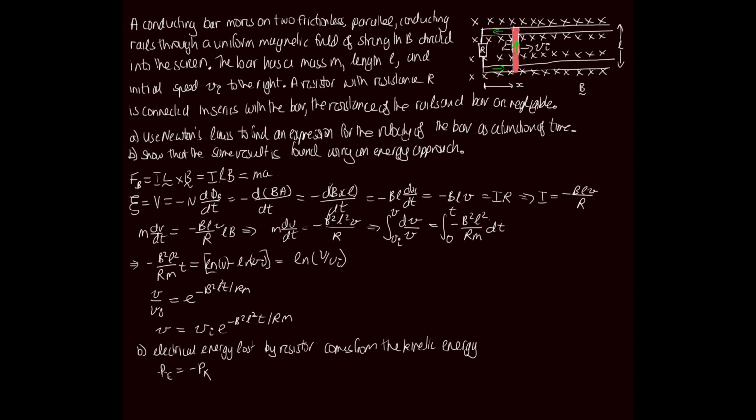So electrical power, P, is equal to VI, or we can also write this as I squared R. And we've worked out what the current is up here using Faraday's law. So none of that was due to Newton's laws. So we'll end up with exactly the same expression for the current here. So we can write, well, the electrical power is going to be equal to B squared L squared V squared over R squared times R. So that's equal to B squared L squared V squared on R.